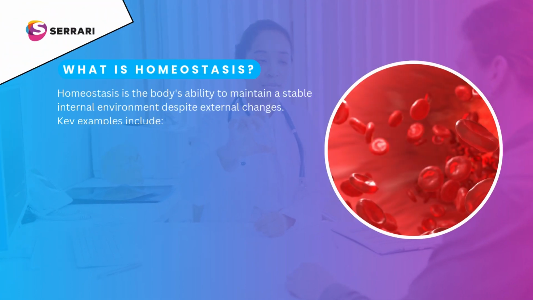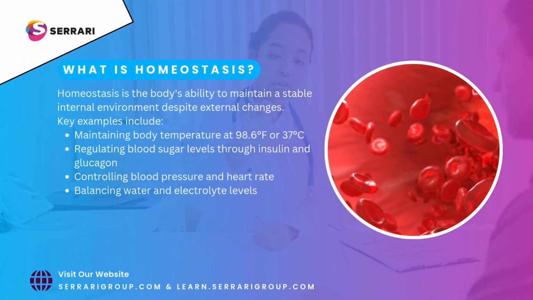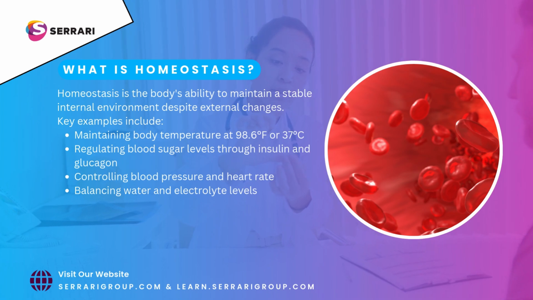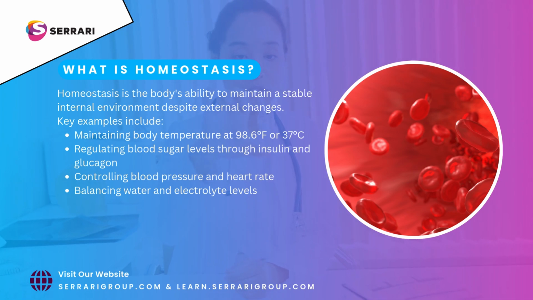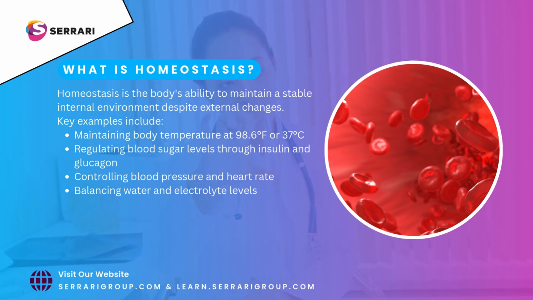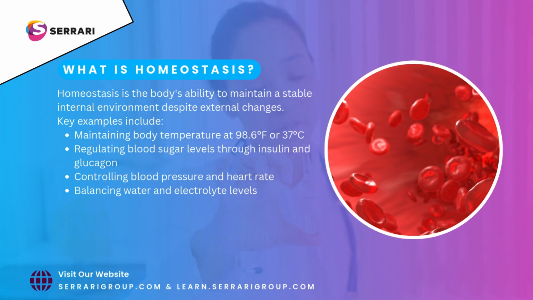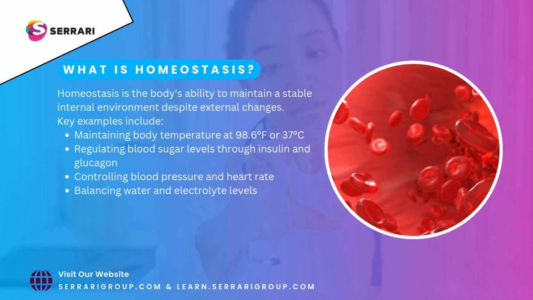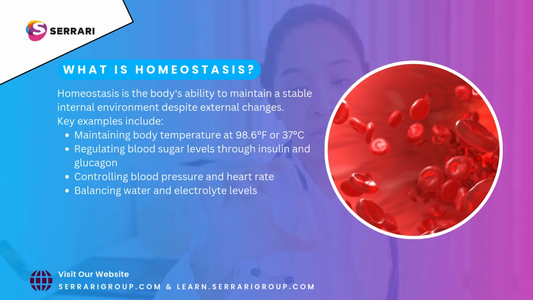What is homeostasis? Homeostasis is the body's ability to maintain a stable internal environment despite external changes. Key examples include maintaining body temperature at 98.6 degrees Fahrenheit or 37 degrees Celsius. Regulating blood sugar levels through insulin and glucagon. Controlling blood pressure and heart rate. Balancing water and electrolyte levels.